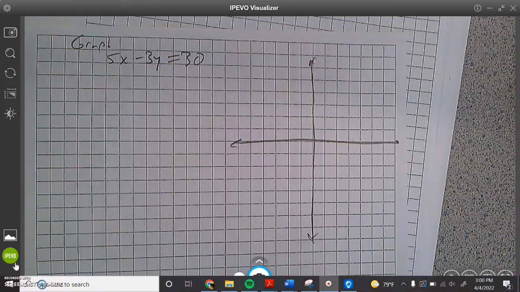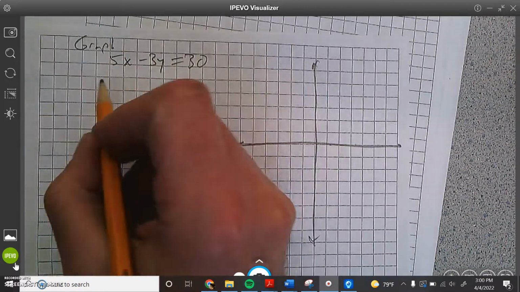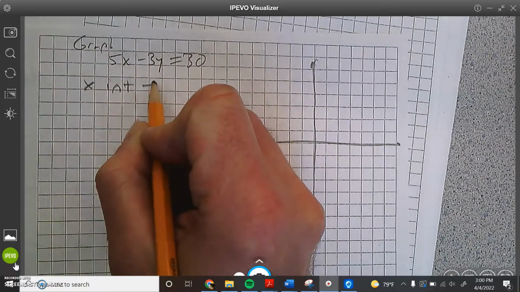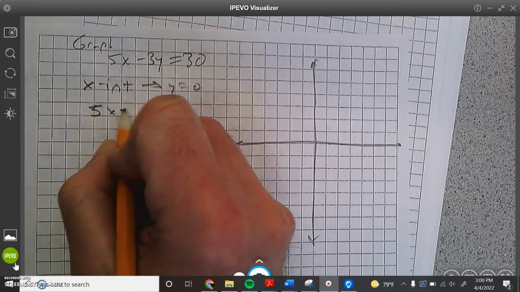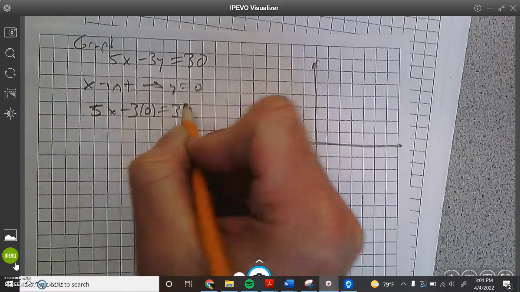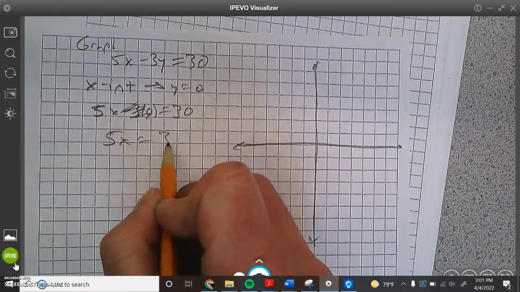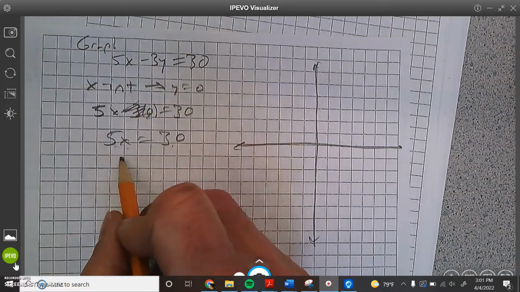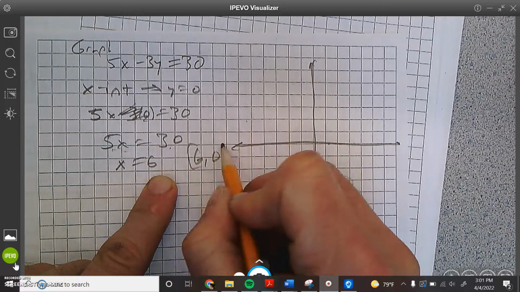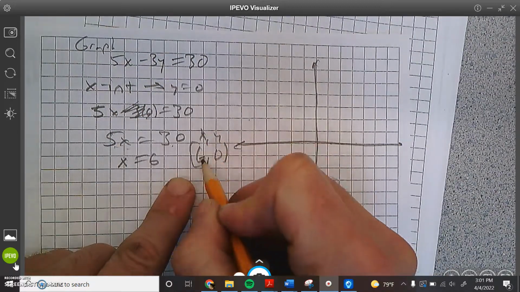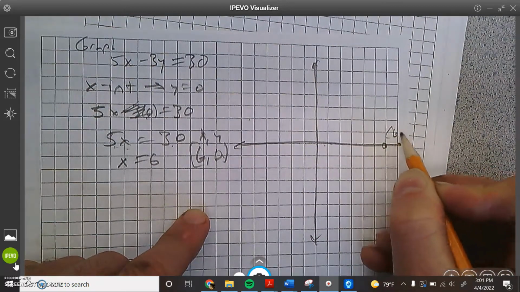What's the x and y intercept in graph? Ready, set, go. All right, let's see what we got. So to find the x-intercept, y equals 0. So 5 times x minus 3 times 0 equals 30. 3 times 0 is 0, so you can get rid of that. So 5x equals 30. 5 times what is 30? That would be 6. So x is 6, y is 0. That's x, that's y. 1, 2, 3, 4, 5, 6.